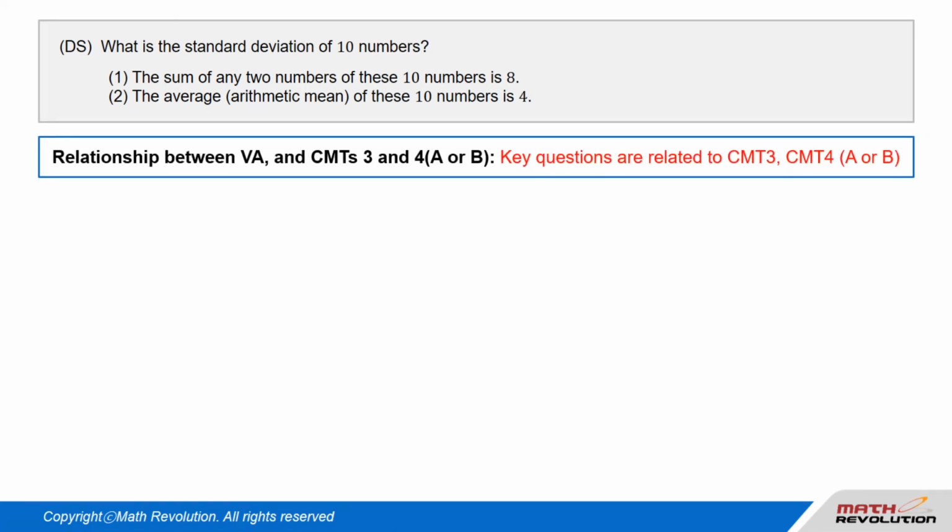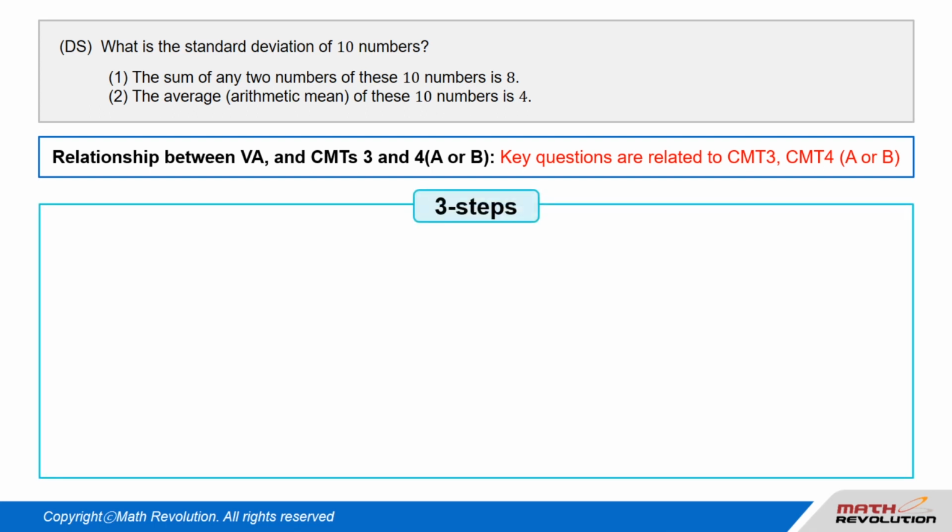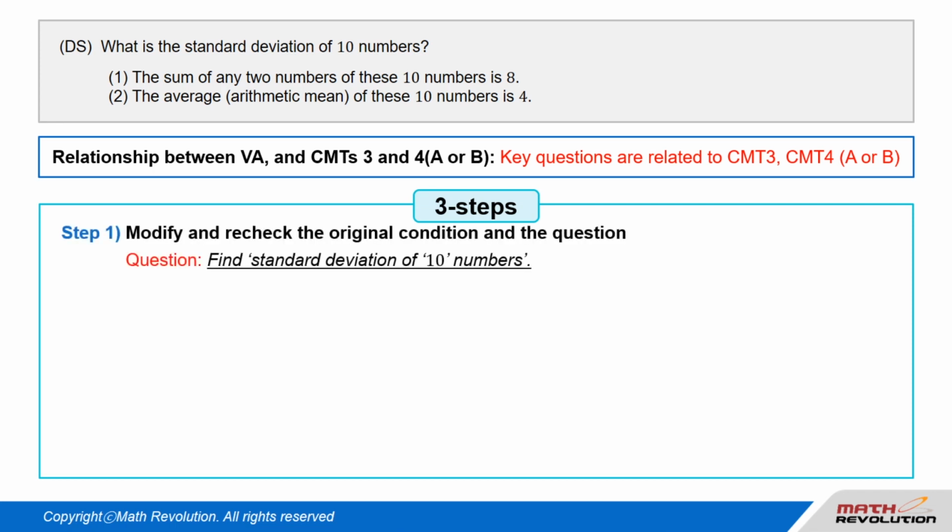Solution. Now we will solve this DS question using the variable approach. Relationship between the variable approach method and common mistake types 3 and 4A or B. Let's apply the 3 steps suggested previously. Follow the first step of the variable approach by modifying and rechecking the original condition and the question. We have to find the standard deviation of 10 numbers.